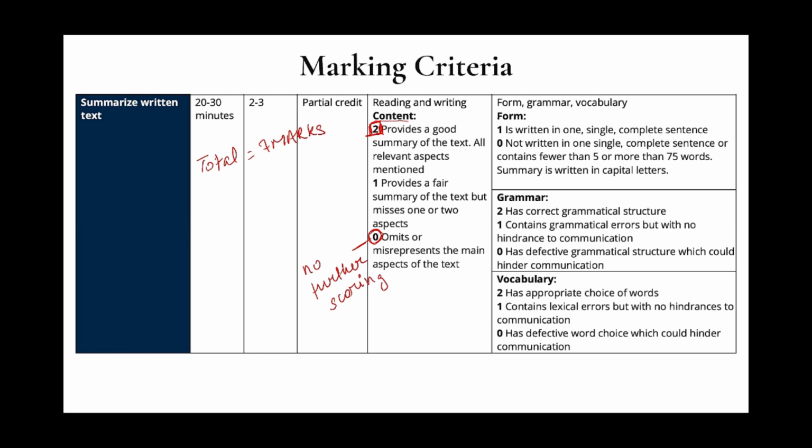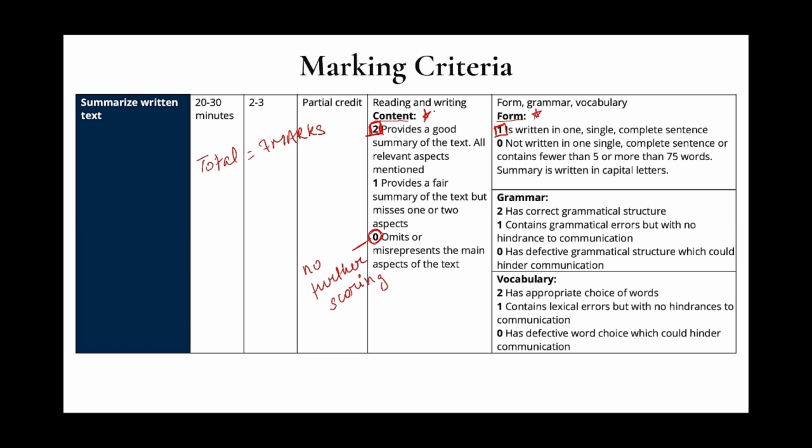The next thing that carries your score in your summarized written text is the form. Form carries only 1 mark, but this is one of the most important aspects. I'm just going to make a star next to these 2 things because they're extremely important. You will get 1 mark provided your answer is written in one single complete sentence. Now what does that mean? It simply means that you're supposed to put only 1 full stop at the end of your answer.